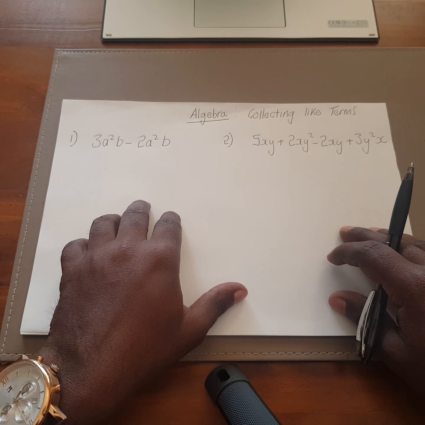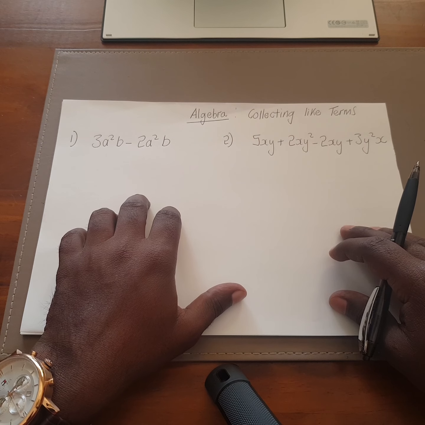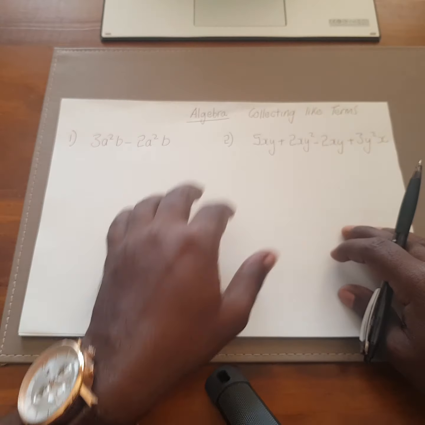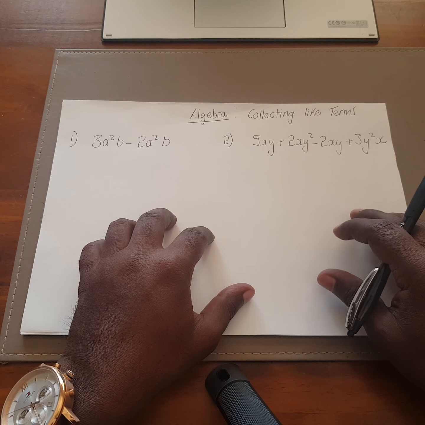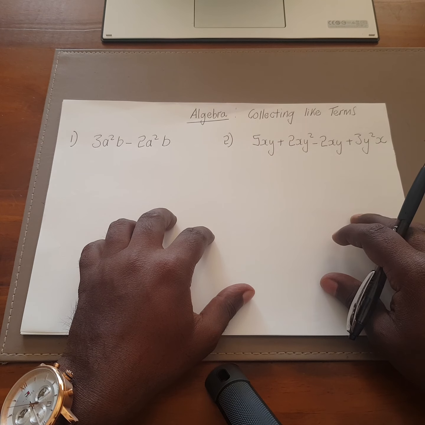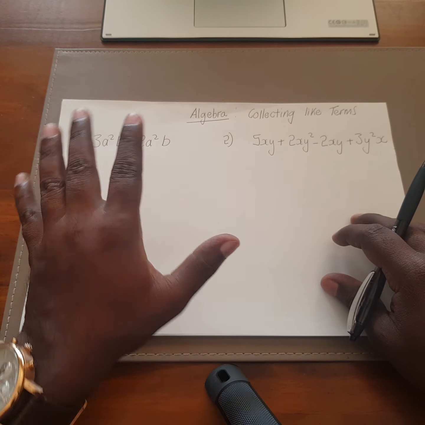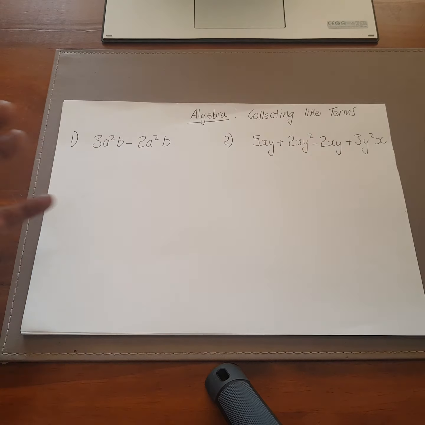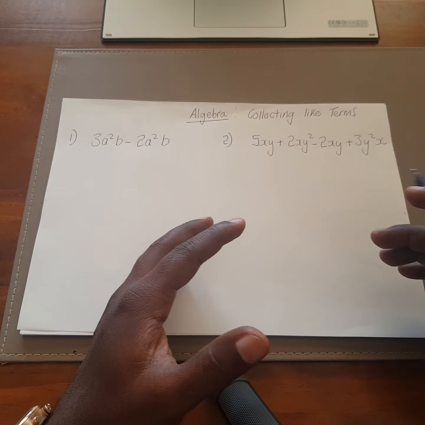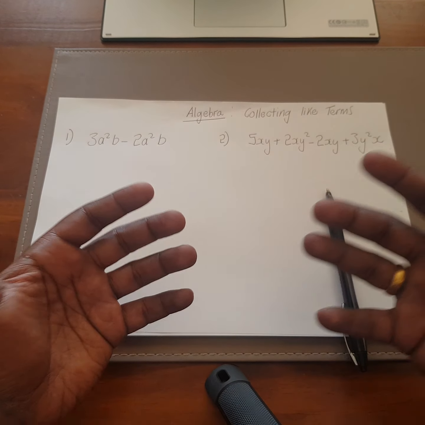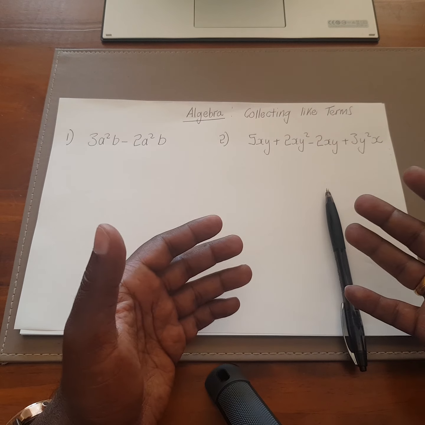Now, one suggestion I give to students whenever they solve algebra questions is to think of it like you're going for grocery shopping. You go to the shop, and then you get apples, you get oranges, and you get pears. They're all mixed up in a bag, and then when you go home, you put them in order. That's literally what grouping like terms and unlike terms means.